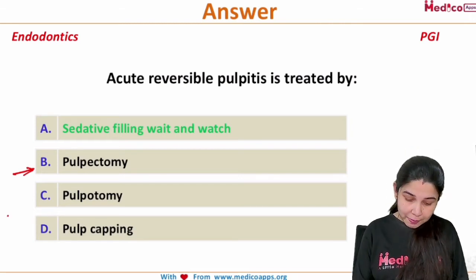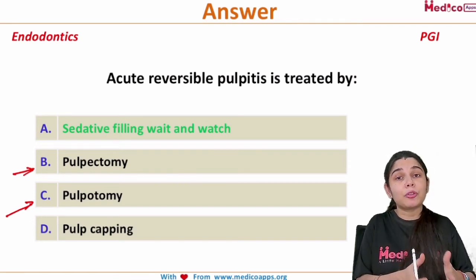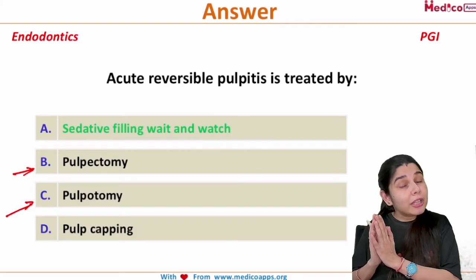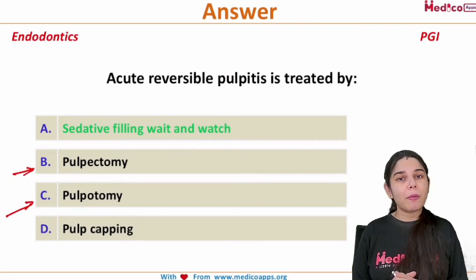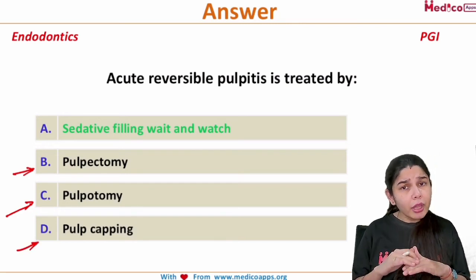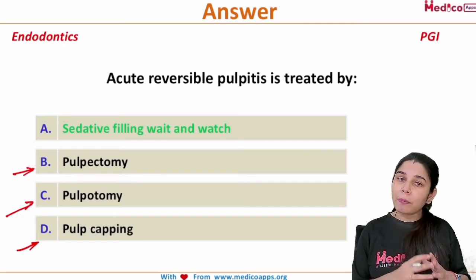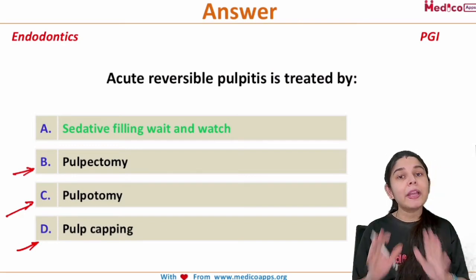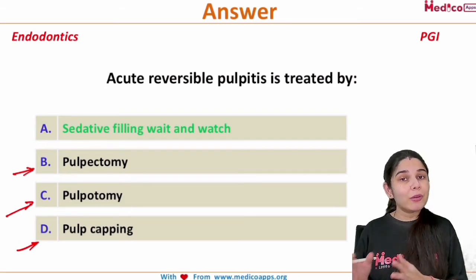Pulpotomy. Now, what is pulpotomy? Pulpotomy is when we are removing the pulp from the crown portion. The root portion is still intact, and pulpotomy is usually performed in children. And lastly, in case of pulp capping, we are protecting the pulp from necrosis. So all these three options we are not doing. We are simply putting a sedative filling, and then we are keeping the patient under wait and watch situation.